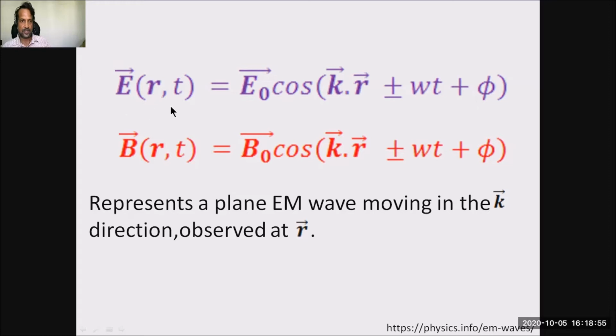As a consequence of Maxwell's equations, there is an associated magnetic field also. It looks identical. The initial phase is the same, the angular frequency in time is the same, the spatial frequency is the same. It differs in the amplitude term; it's a different vector. Such a set of equations represents an electromagnetic wave moving in the k direction and observed at point r.